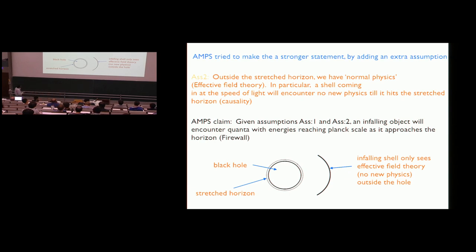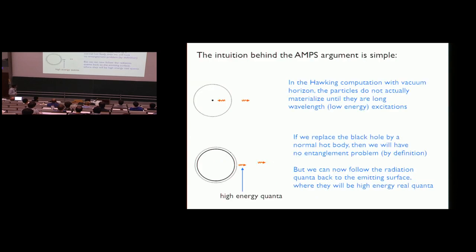And then they said, given these assumptions, the claim was, given assumptions one and two, an infalling object will encounter quanta with really very high energy, reaching up to the Planck scale when it comes really close here, and that's called the firewall. The intuition behind the AMPS argument is simple. When you actually do pair creation in the Hawking picture, there's actually no stress energy tensor there, you just have the vacuum. Because these are not real particles, they're just vacuum modes.